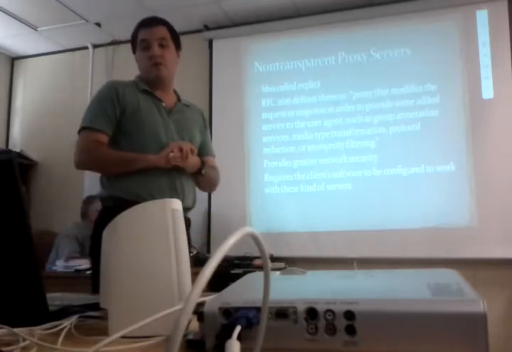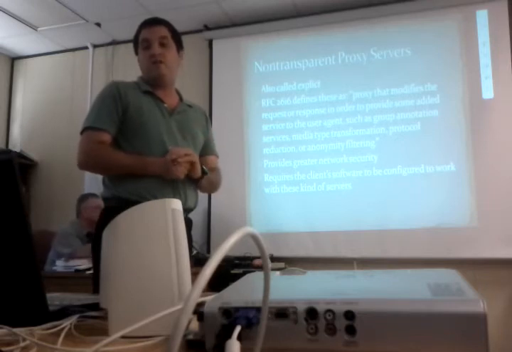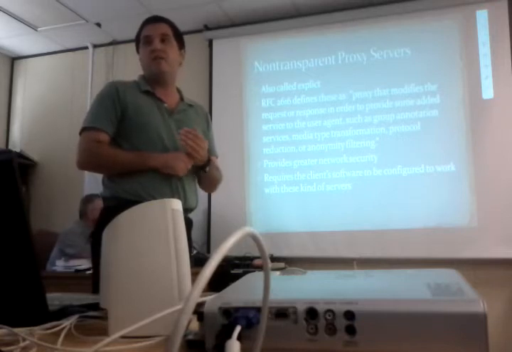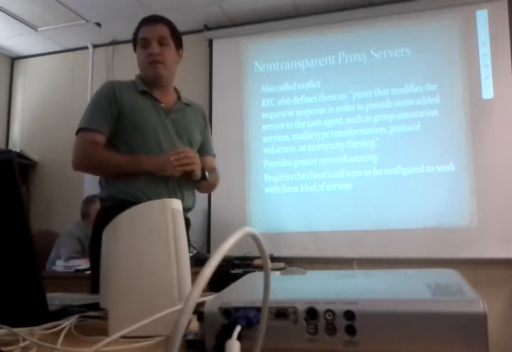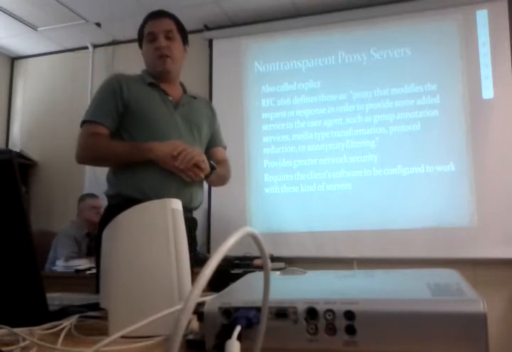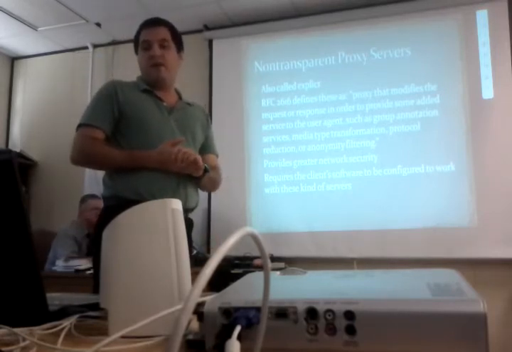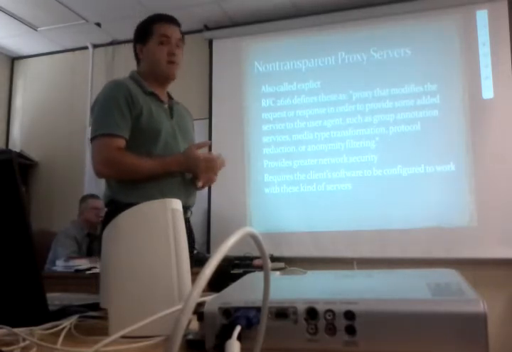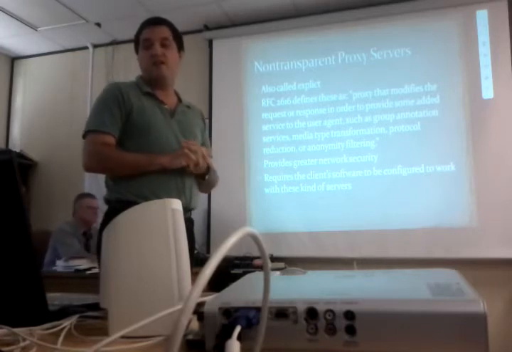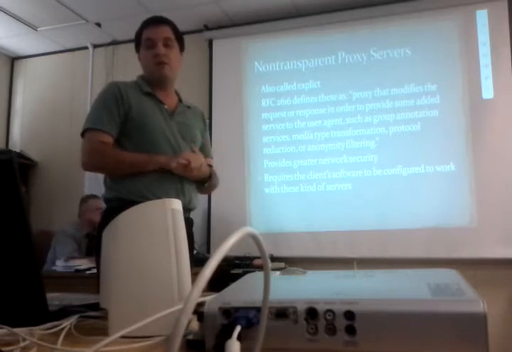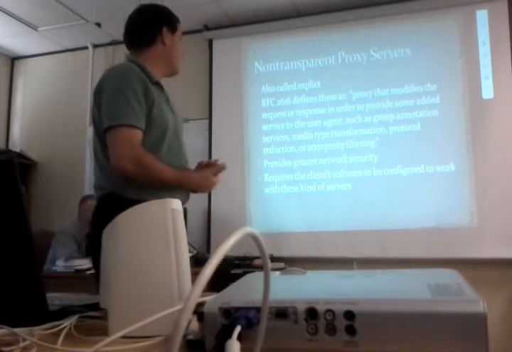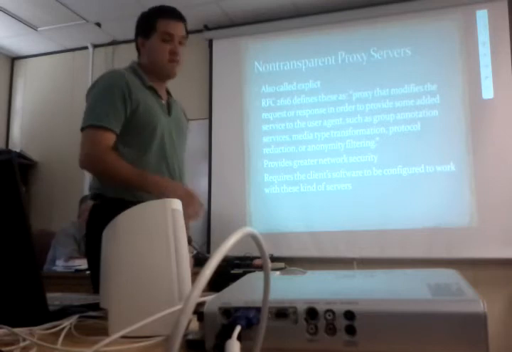The next is the non-transparent proxy server. It's also called the explicit proxy server, from Whitman, Maynard, and Green's Guide to Firewalls and VPNs. RFC 2616 defines these as proxies that modify the request or response in order to provide some added service to the user agent, such as group annotation services, media type transformation, protocol reduction, or anonymity filtering. It provides greater network security, and requires the client software to be configured to work with these kinds of servers.